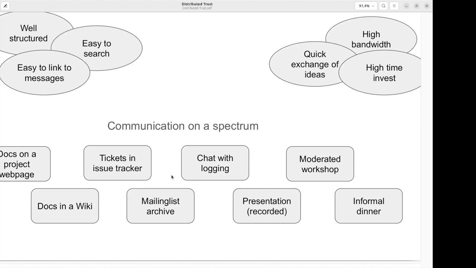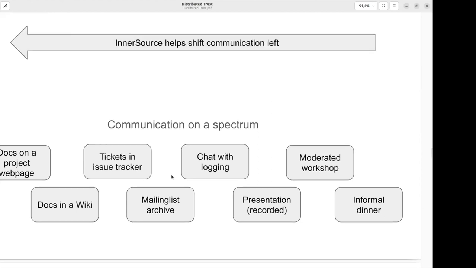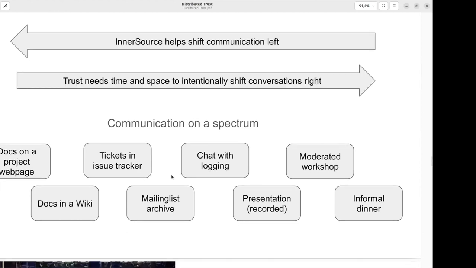Now, if you look at how communication happens on a day-to-day basis within your team, it happens on a spectrum. It happens between well-structured, easy-to-link, easy-to-search stuff, like documentation on a project web page or tickets in an issue tracker. There's also communication that is high bandwidth but also has a high time investment and allows for a quick exchange of ideas. That's typically the informal dinner or moderated workshop where everyone is in the same room, or at least in the same virtual room. What InnerSource does is help shift communication to the left. It makes it more structured. It makes it more accessible for remote people and for asynchronous communication. Trust, on the other hand, means that you may need to make time explicitly to move communication to the right.